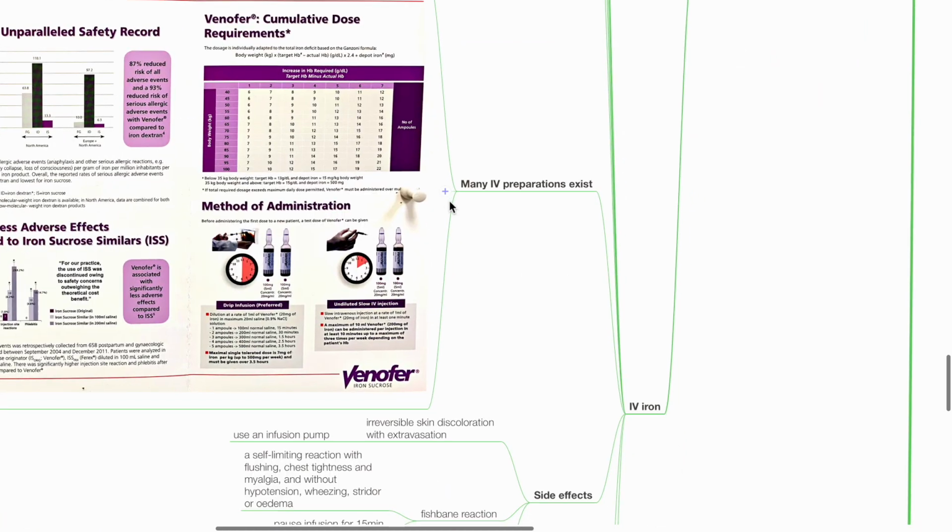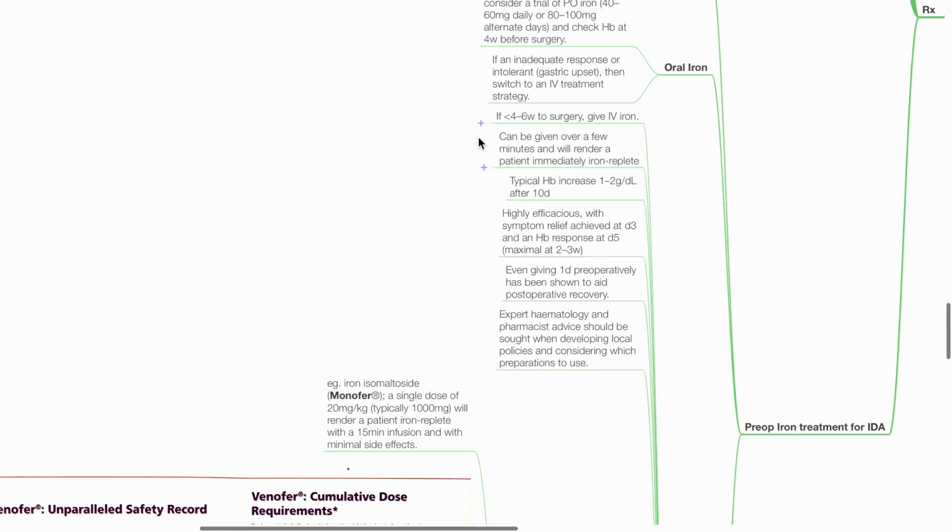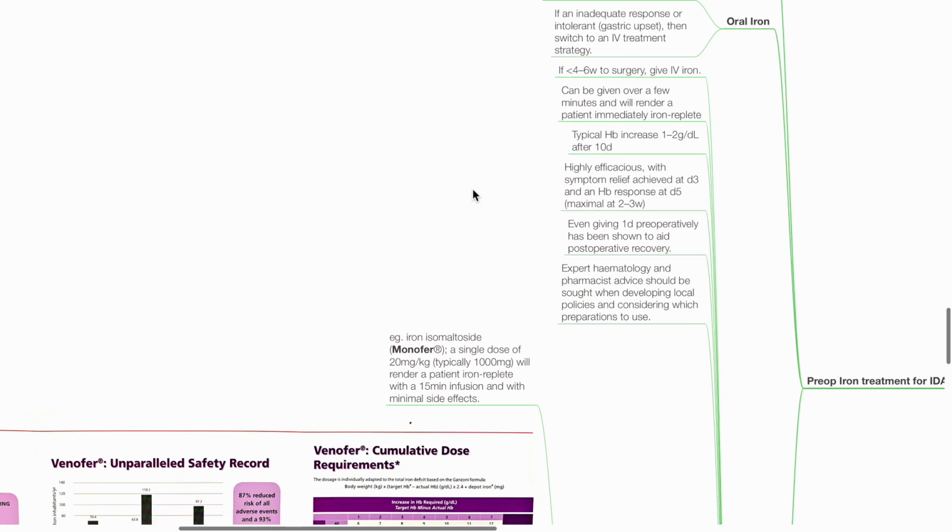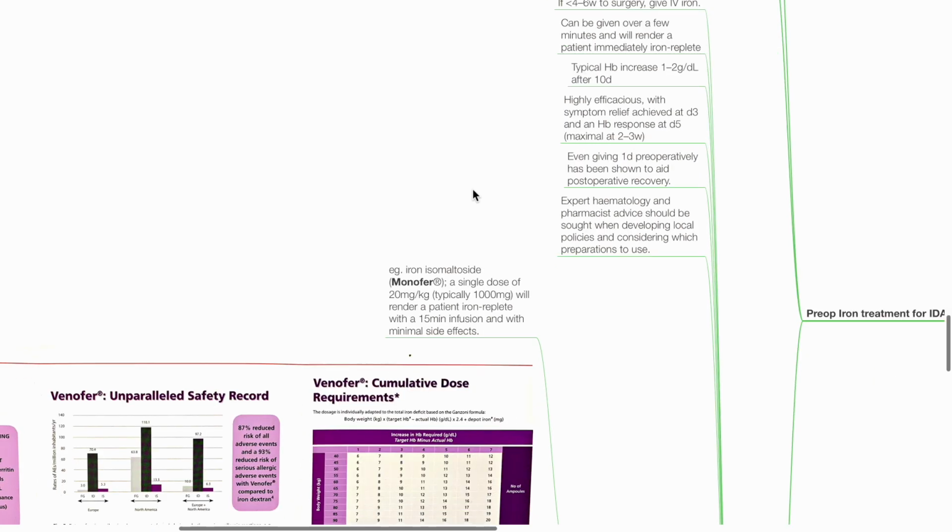IV iron. If less than 4 to 6 weeks to surgery, give IV iron supplementation. This can be given over a few minutes and will render a patient immediately iron replete. Typical Hb rise is 1 to 2 grams per dL after 10 days. It is highly efficacious, with symptom relief achieved at day 3 and Hb response at day 5. Even giving it one day pre-op has been shown to aid post-op recovery.